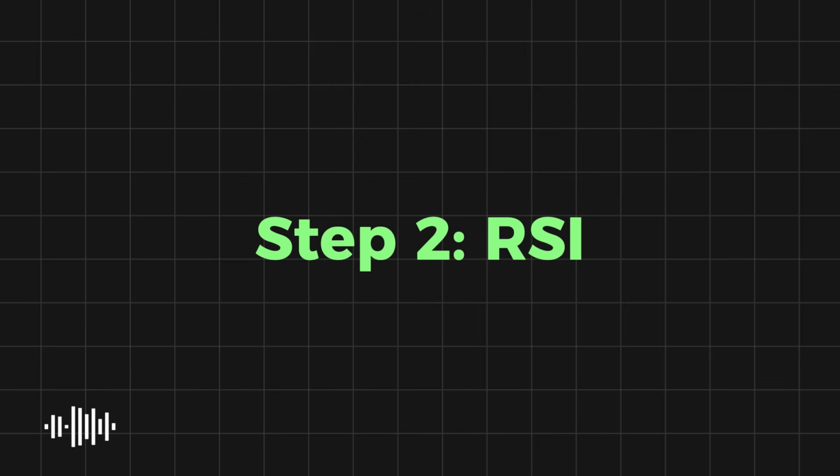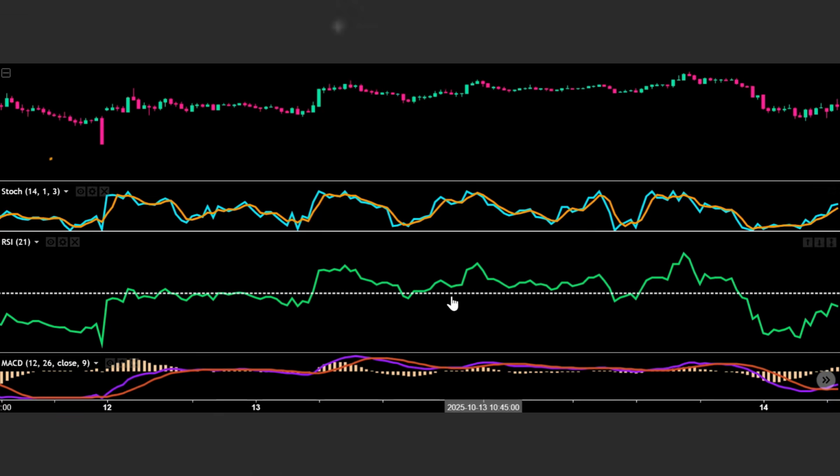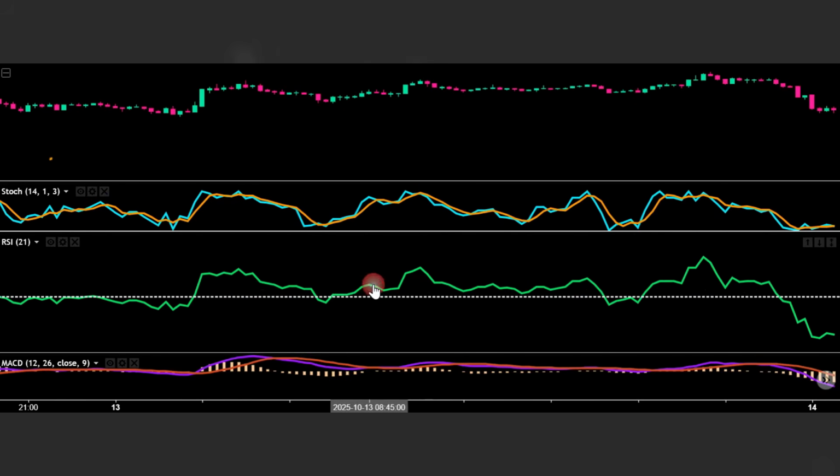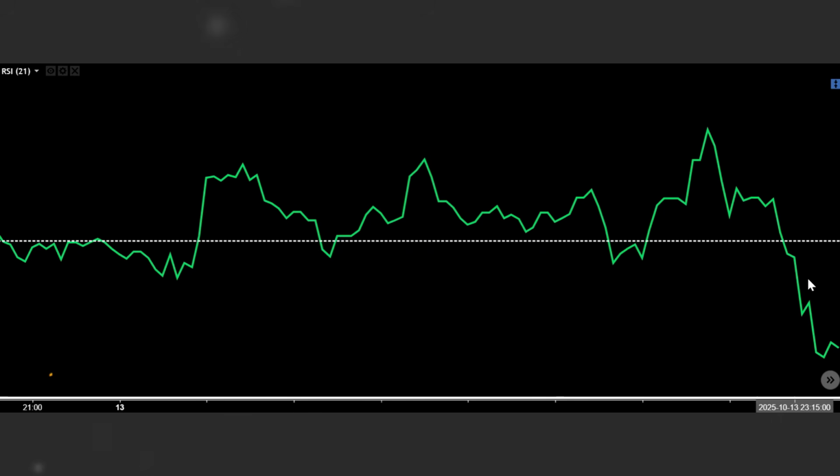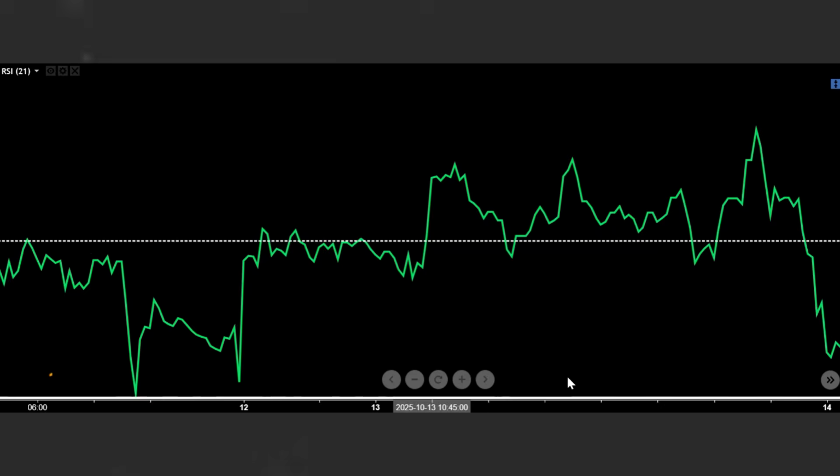Step 2. RSI. Next up, we have RSI, or Relative Strength Index. It's one of the most popular indicators in trading. Most traders use it to find overbought and oversold levels, but since we already have the stochastic handling that part, we're going to use RSI for something different. Here, RSI is our trend confirmation tool. One of the best features of RSI is that it can help you identify the overall trend quickly and clearly.